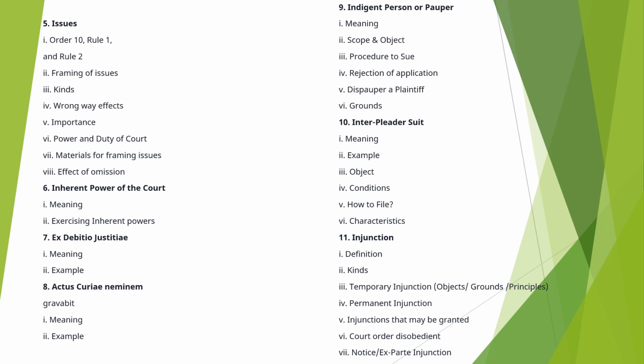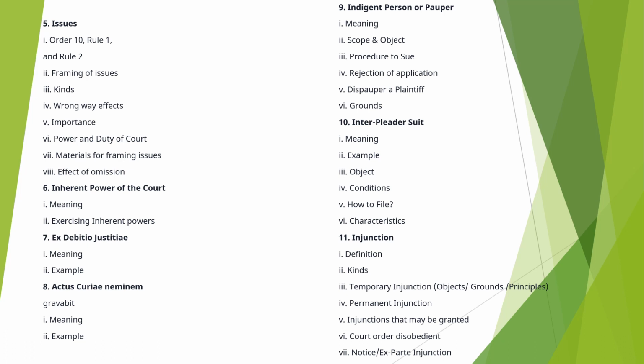Other topic is inherent power of the court: meaning, exercising inherent powers, ex debito justitiae. What would be the meaning of the same? What would be an example of ex debito justitiae? Other maxim is actus curiae neminem gravabit: meaning, example. Then other topic is indigent person or pauper. What would be the meaning, scope and object, procedure to sue, rejection of application, dispaupering a plaintiff. What would be the grounds?